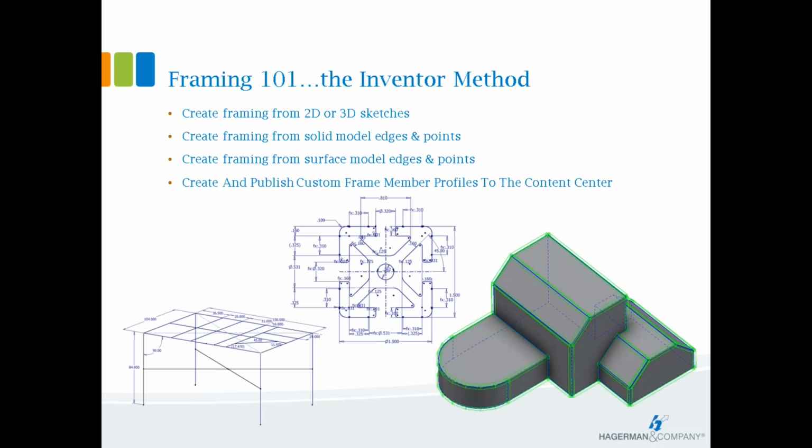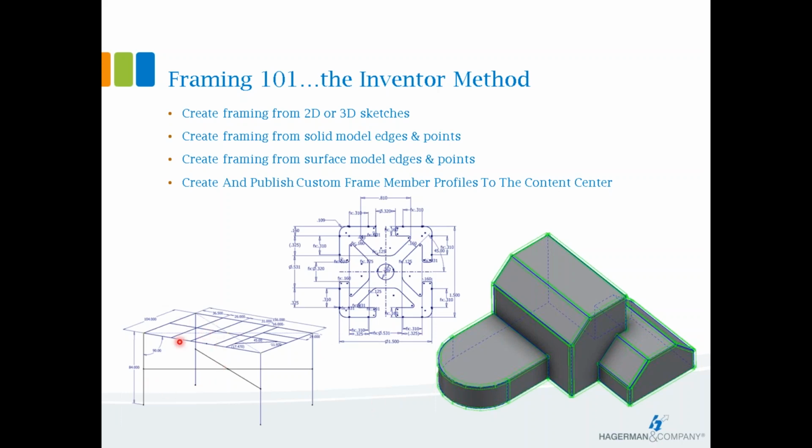So getting to the basics of this, framing 101, the way to approach this through Inventor, you start by either creating a 2D or a 3D sketch, or you can create a solid model or a surface model. Most commonly, you're going to go with a 2D or a 3D sketch. That becomes your skeletal model for the modeling process.